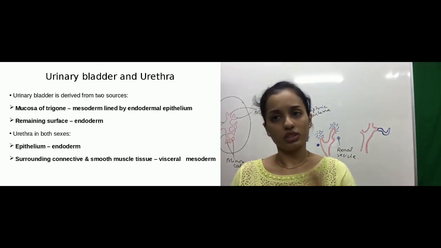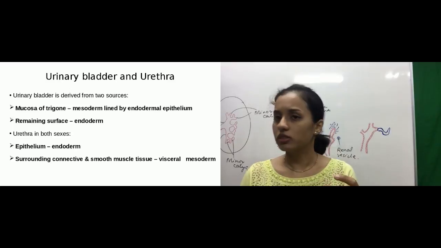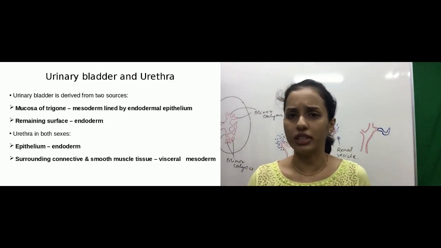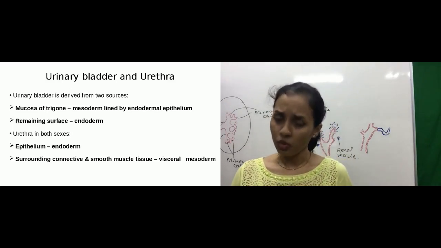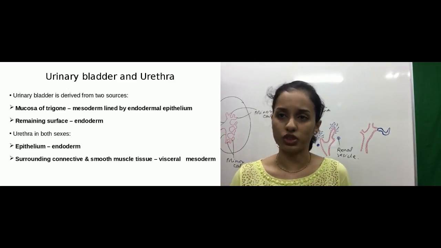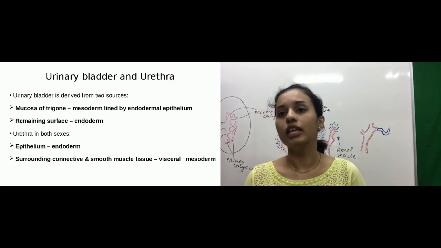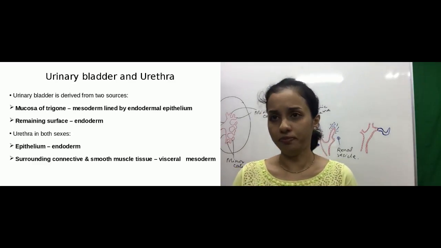Urethra, when both sexes they differ. If you can see, the urethra in female is very small, very short, it is around 4 centimeter. So, in both the sexes, the epithelium is from the endoderm, that is from the middle part of the urogenital sinus, but the surrounding tissue and the smooth muscle, they are from the visceral mesoderm.